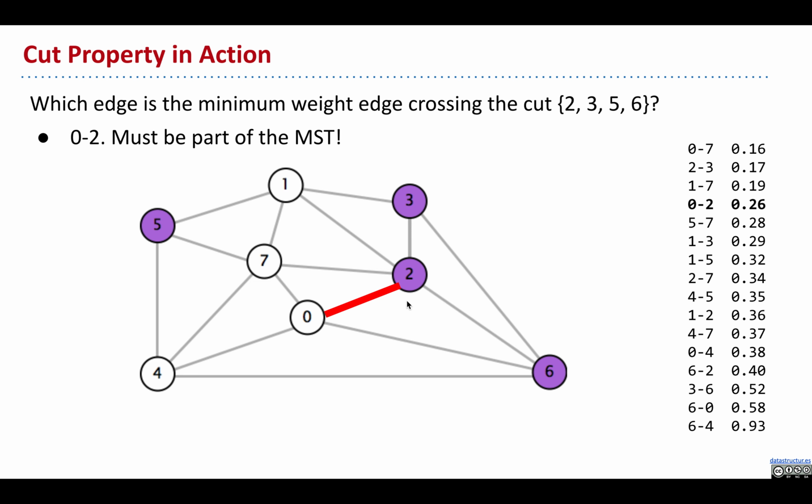All right, so this 0, 2, we're following the cut property here, so this edge 0, 2 must be in the minimum spanning tree. Right? That's the minimum weight crossing edge across this cut. Any questions about this cut property thing so far? Okay, cool. So we'll keep moving on.